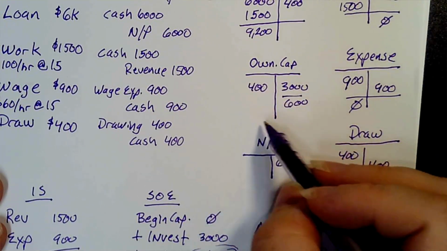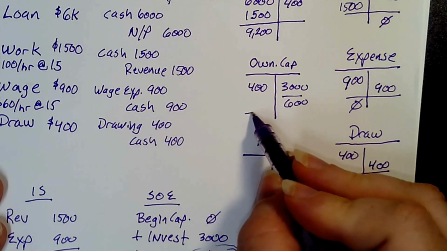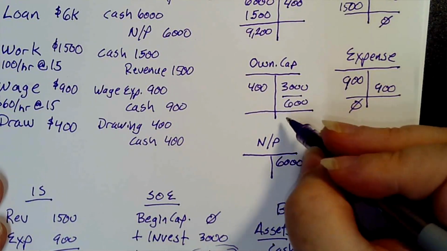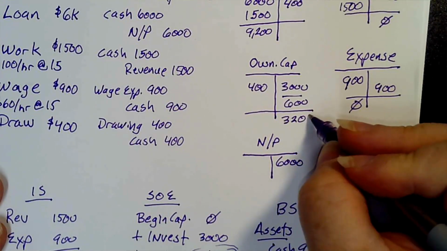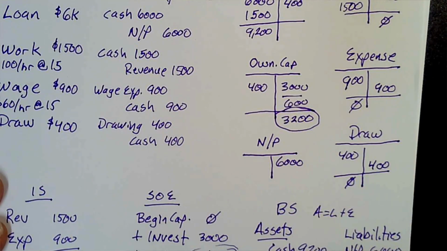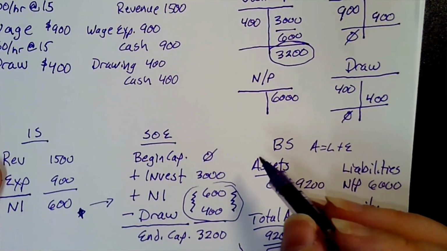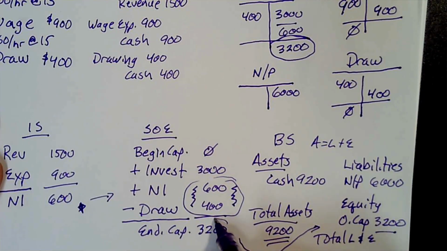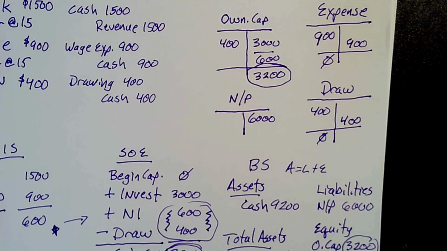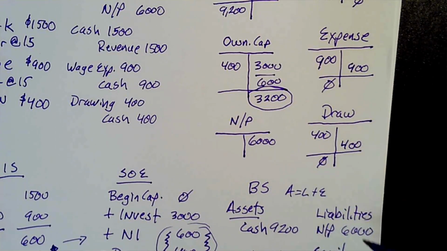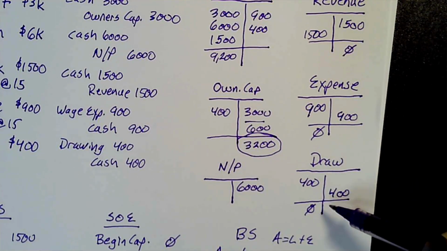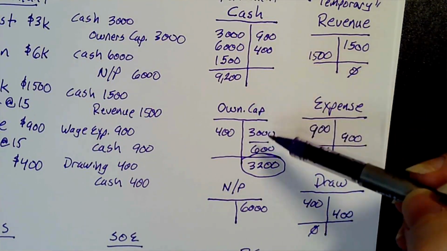Now, when I do the calculation here of this T account, what does it come up to? 3,000 plus 600 minus 400. It is now 3,200, and that is exactly what we're hoping for. Now, this T account matches our calculation in the statement of owner's equity, which matches the amount that we have in the balance sheet. So the permanent account is correct. And we have now zeroed out the revenue, expense, and the drawings, and all we're left with is the trial balance.